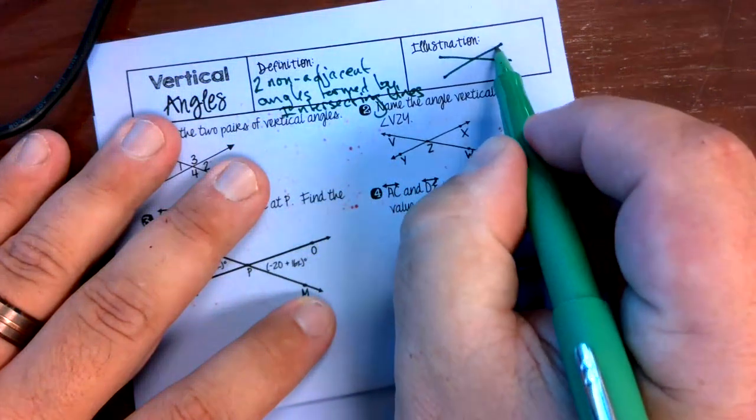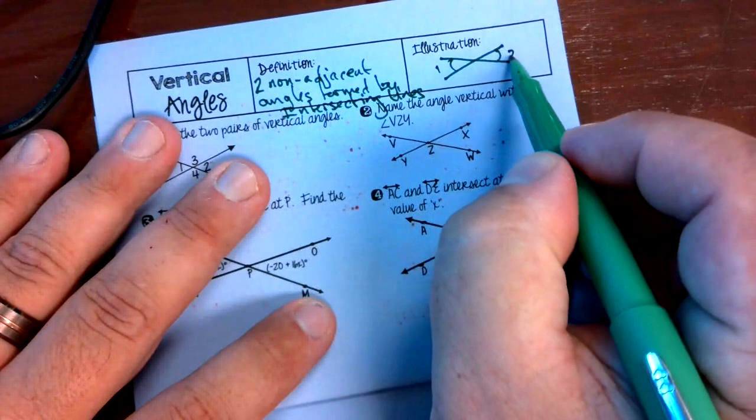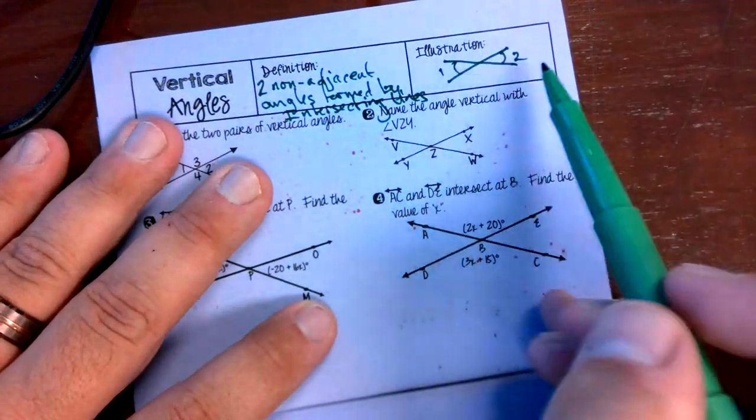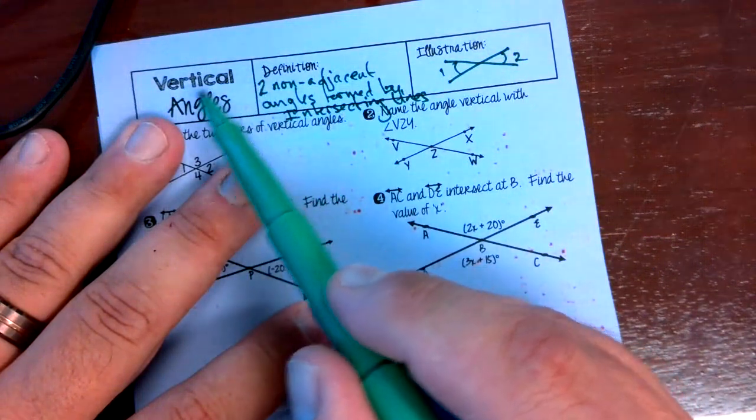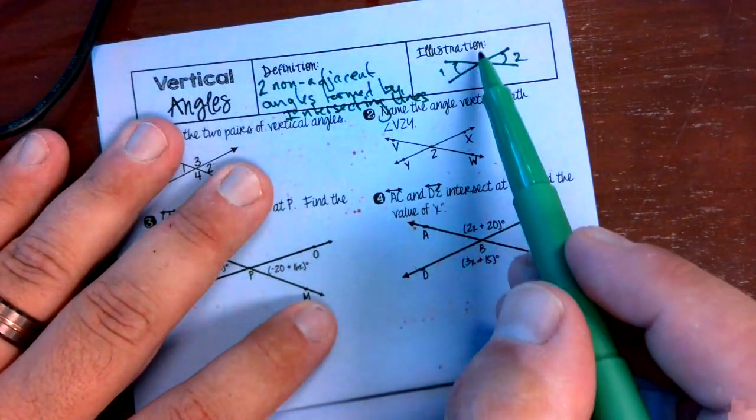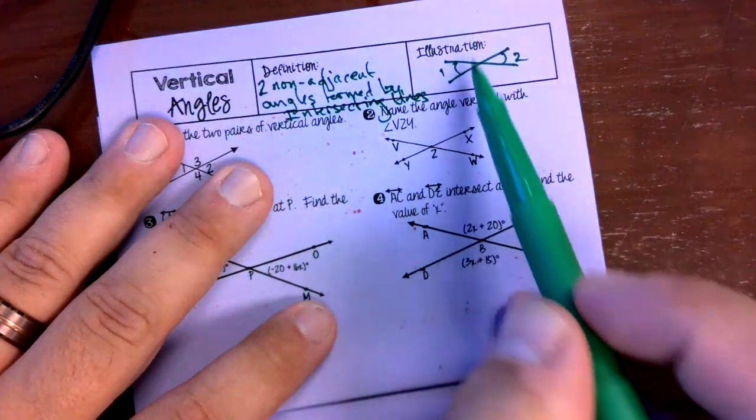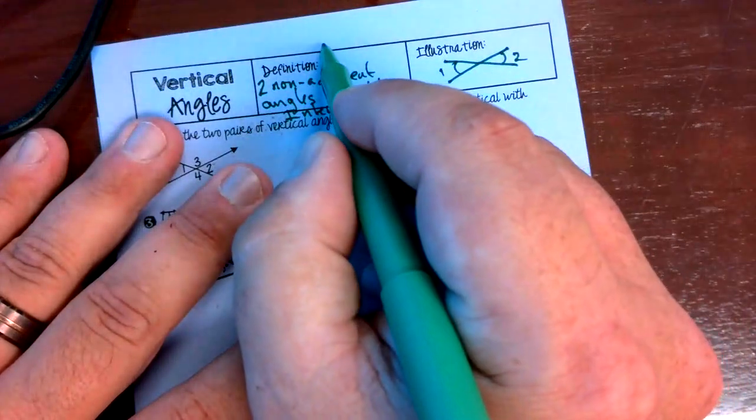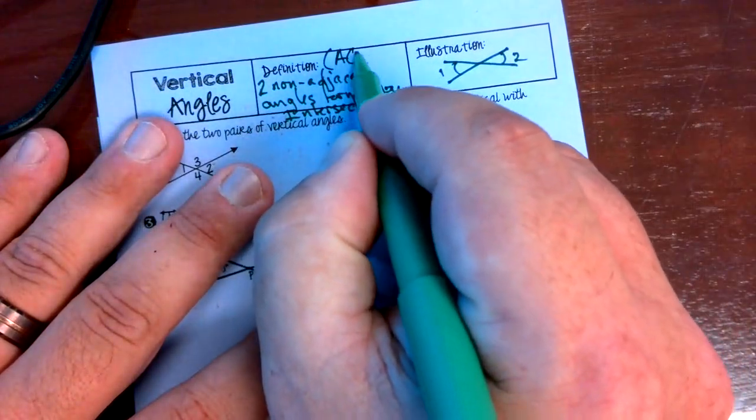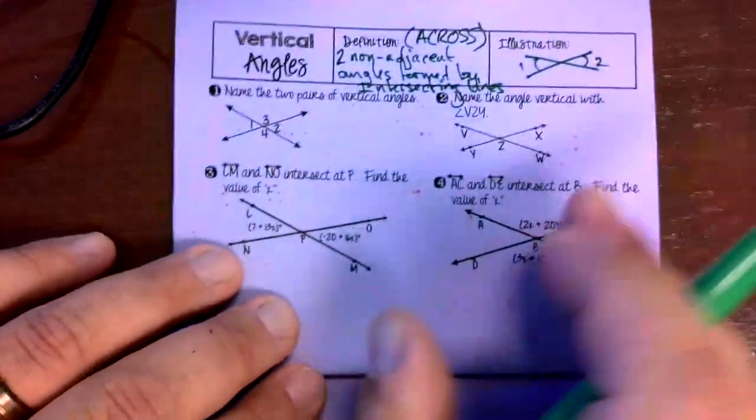We've got two lines. The vertical angles are the ones across from each other. So it could be those two. These two are also vertical angles. Do not get confused; I know we always think, oh, vertical, up and down. They don't have to be up and down. They can be side to side. They just have to be across from each other. That's probably one of the big things you need to remember: across from one another.